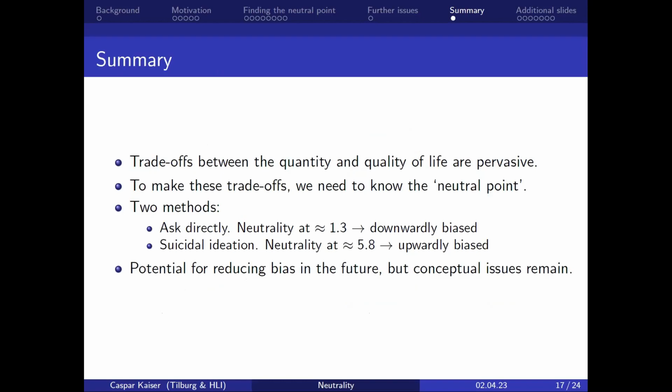The kind of data that I have gives this fairly broad range of somewhere between 1.3 and 5.8. I think there's some potential for reducing this bias with better questions and more data, but there are these lingering conceptual issues that I'm really worried about. And so that's what I have here. Thank you.